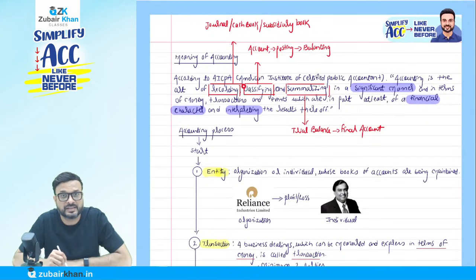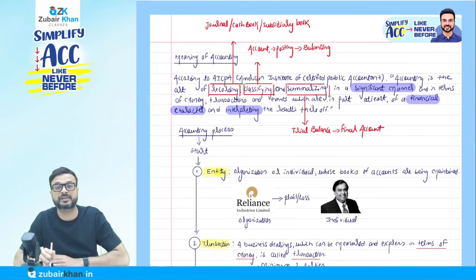According to the AICPA, the American Institute of Certified Public Accountants, accounting is the art of recording, classifying, summarizing in a significant manner and in terms of money, transactions and events which are, in part at least, of a financial character, and interpreting the results thereof. What is recording? That is nothing but a journal, cash book, or subsidiary book. What is classifying? That is account posting and balancing. What is summarizing? That is trial balance and financial statements.